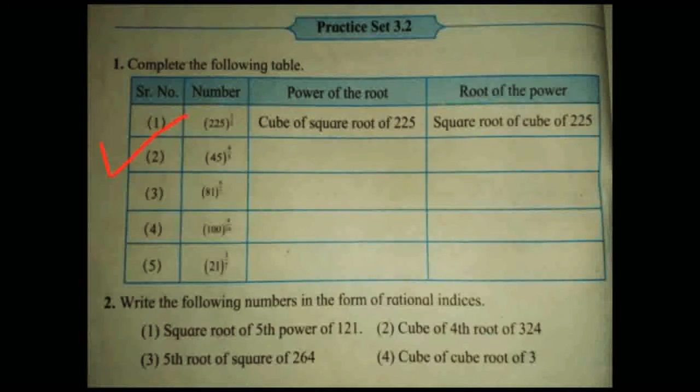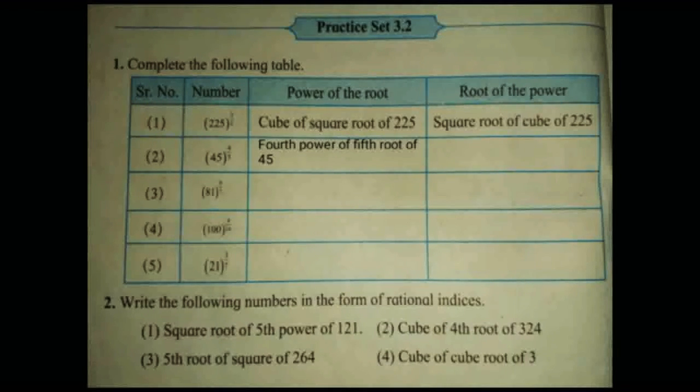Next, 45 to the power 4 upon 5. First write in words the power of the root column. When you write in words, power you have to write first, root you have to write afterwards in the power of the root column. Index on numerator fraction 4 is power. Index on denominator fraction 5 is root. Index on denominator fraction always you have to write root. So we will write the answers. Fourth power of fifth root of 45.